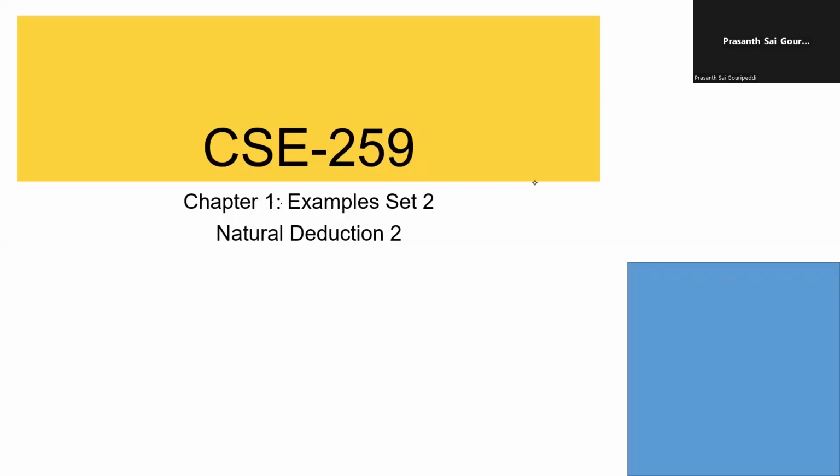Hello and welcome to another set of examples for Chapter 1, CSE 259, Natural Deductions. In this set of examples, we will look specifically at using the OR and the implication.